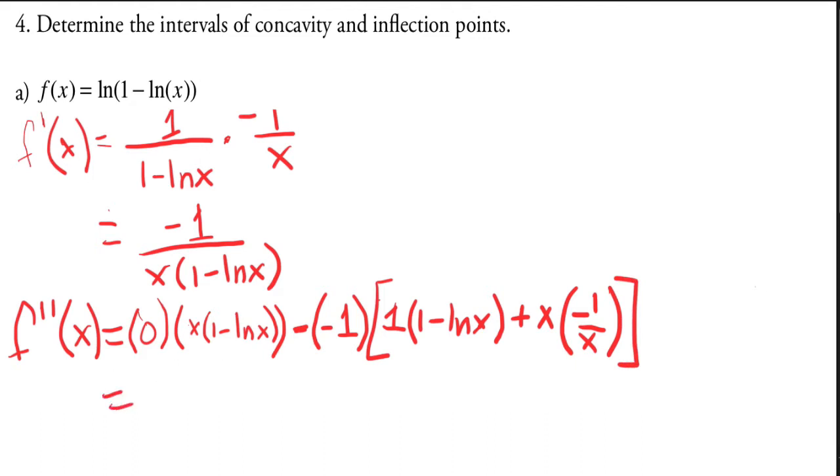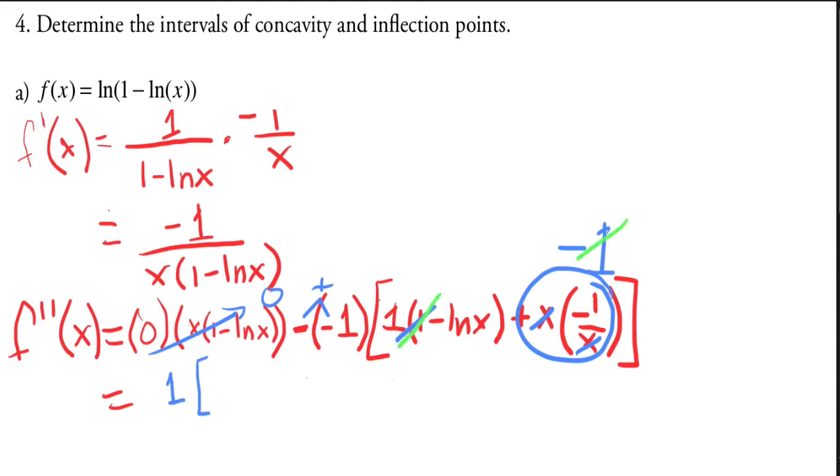Okay, so this first guy is 0. And then here, these guys are positive 1, so that's 1 times the inside, 1 minus ln of x. This guy is just equal to negative 1. And so we get 1 minus ln of x minus 1. So this one cancels with this one, and so we get negative ln of x on top.